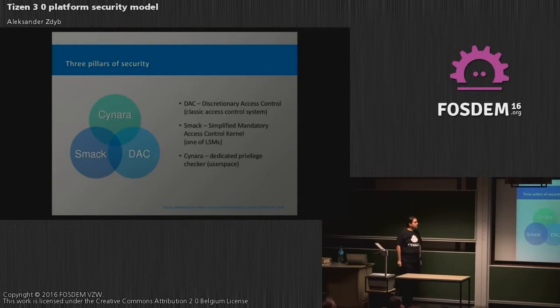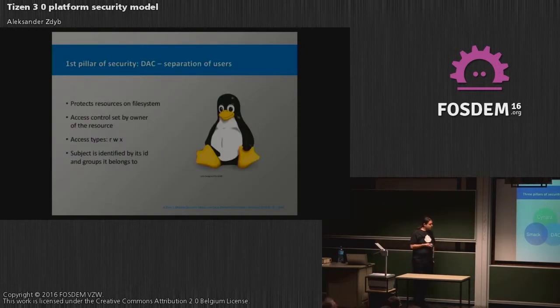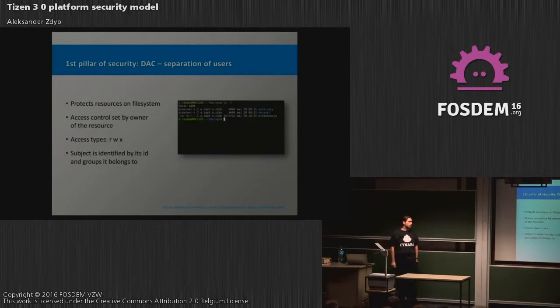It consists of three pillars of security. First of them is discretionary access control. Next is SMACK, a MAC, and a dedicated user space daemon, privilege checker, Cynara, which was already mentioned by Joseph today, and I will tell you much more about it. These are the three pillars we use in our security model.